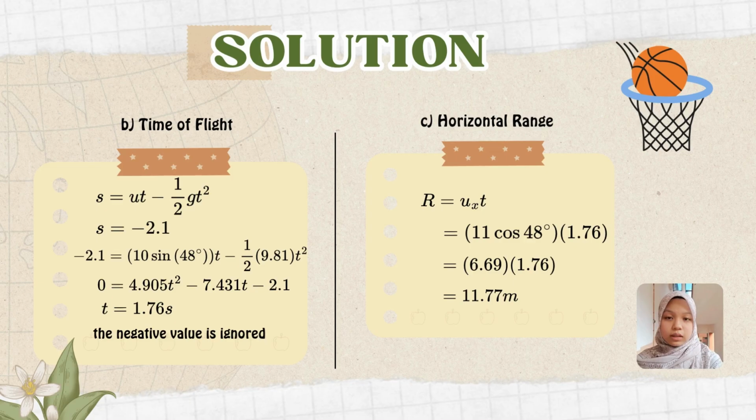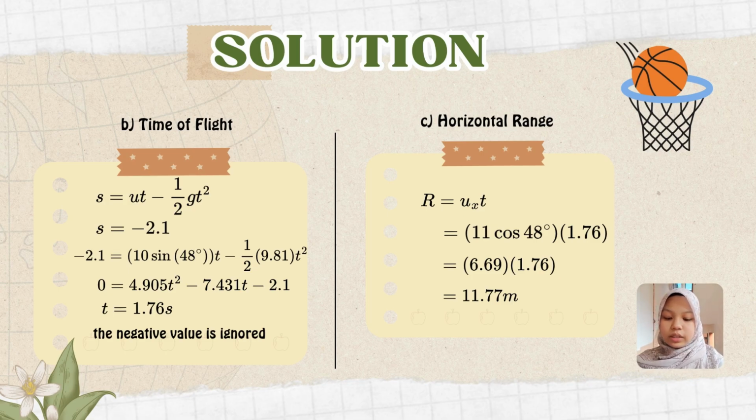Next, we find the total time of flight. The basketball lands on the ground, so the vertical displacement is minus 2.1 meters because it falls lower than when it was launched. We use the equation s equals ut minus 1 over 2 gt squared. Then, we use the values: minus 2.1 equals 10 sin 48 degrees t minus 1 over 2 times 9.81 t squared.